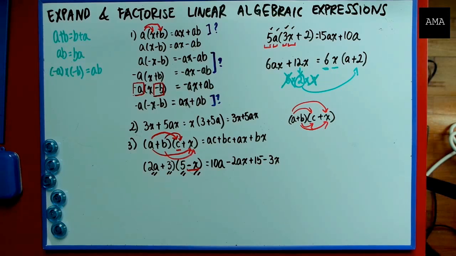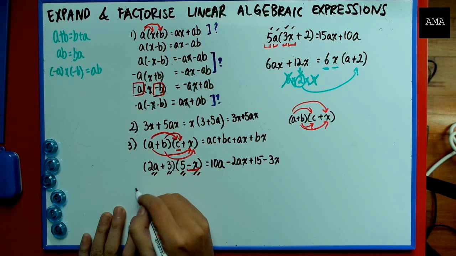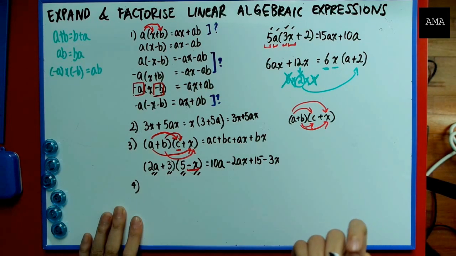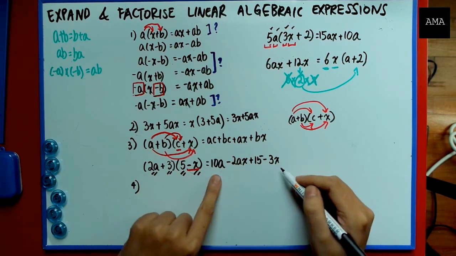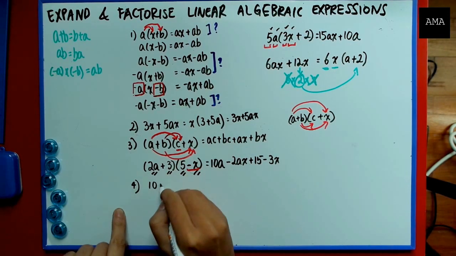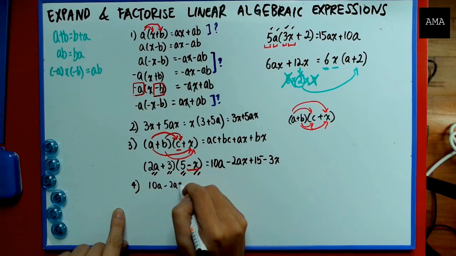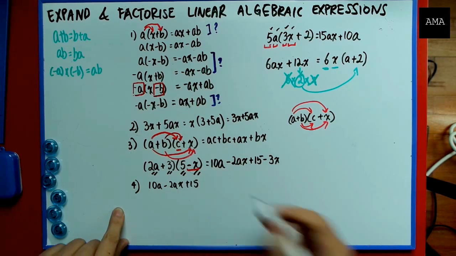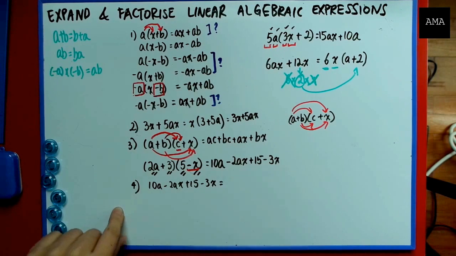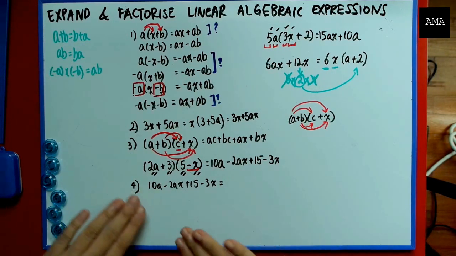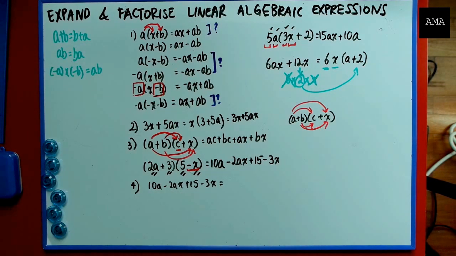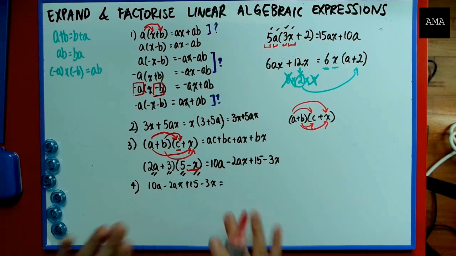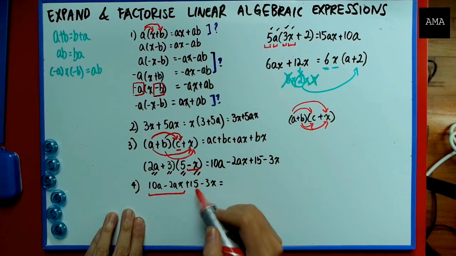Now, let's talk about factorizing. So we do the reverse process. So let's look at this. Let's just use something simple, okay, that we have done here. So I have 10a minus 2ax plus 15 minus 3x. Okay, how do I do the reverse process? Okay, how do I factorize it? So look at these two terms. So we usually split them into 2 halves, okay? We do this 2 and then we do this 2.